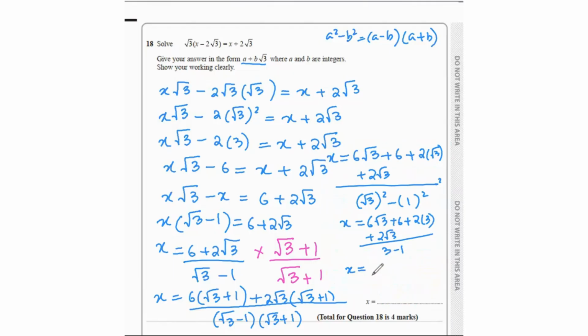6 root 3 plus 2 root 3 is 8 root 3. When you're adding or subtracting surds, you can only add or subtract them if the number inside the root is the same. Since 3 and 3 are the same, we can add them and that gives us 8 root 3. 2 times 3 is 6, so it's going to be plus 6 over 2. So it's 8 root 3 plus 12 over 2, which simplifies to 4 root 3 plus 6. So that's your final answer.